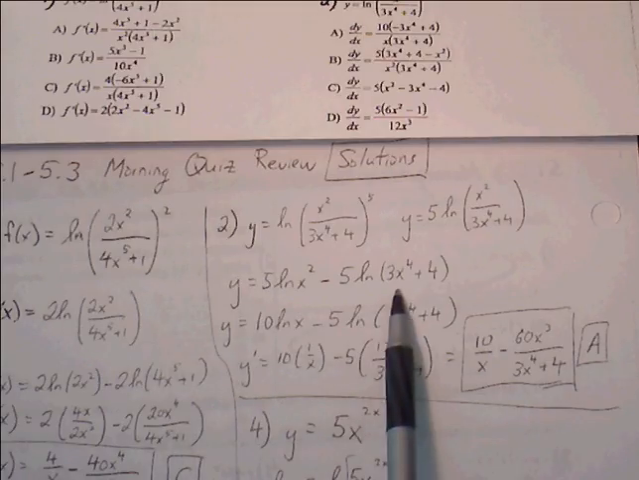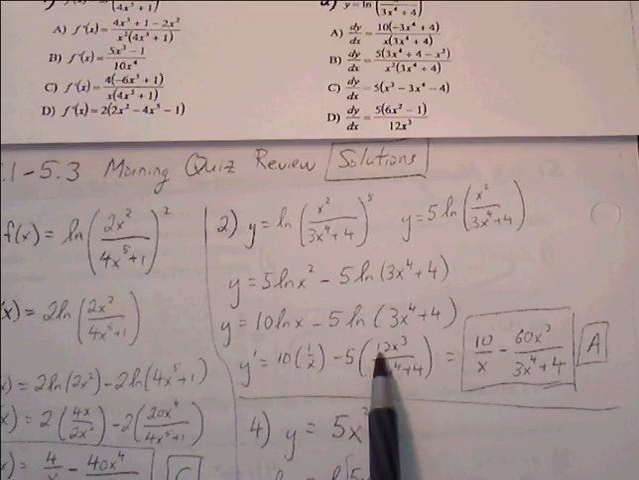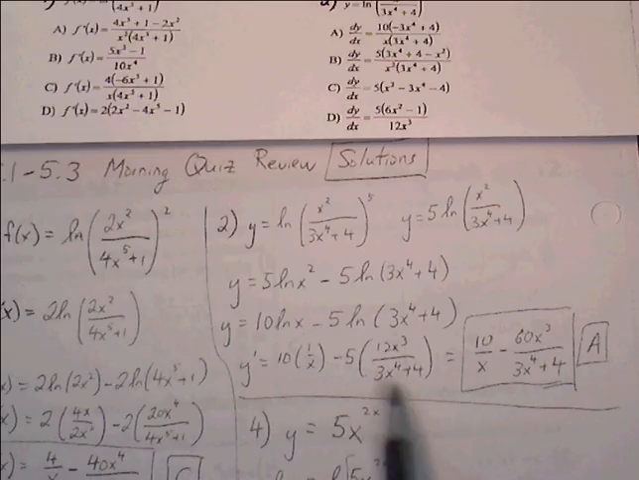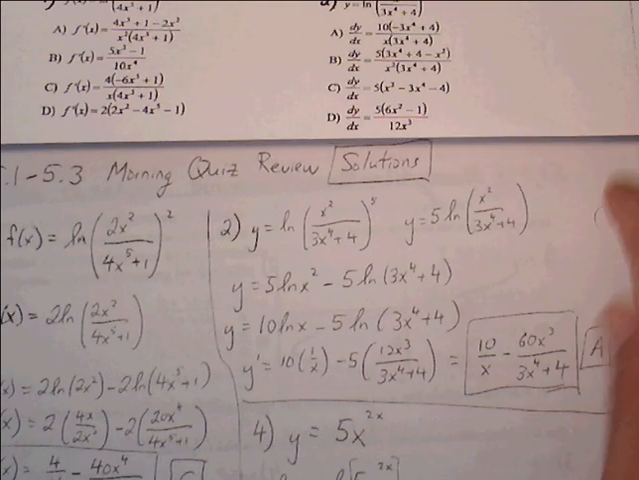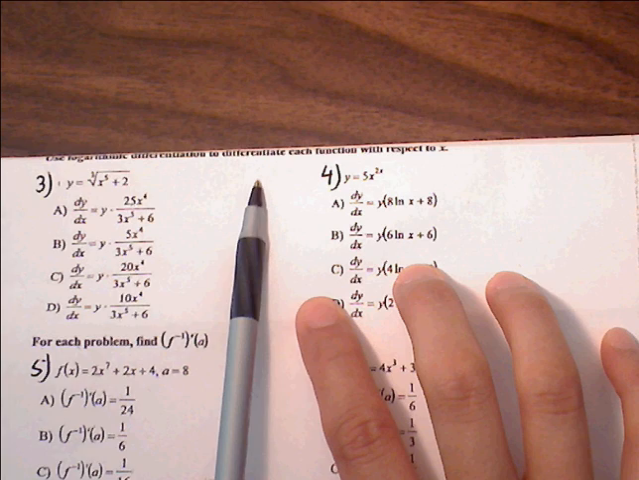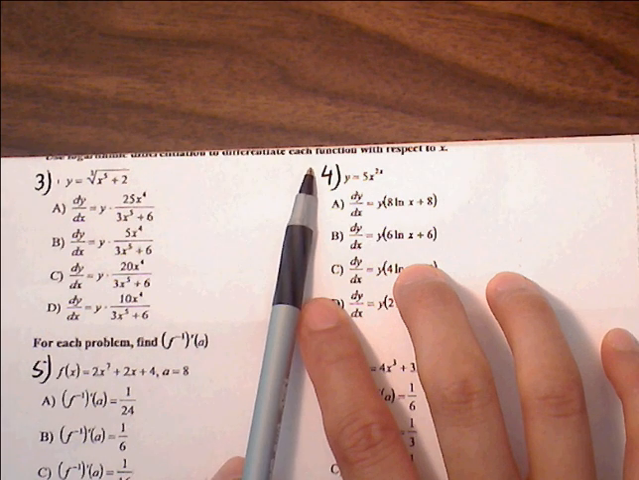All right. ln of u here is u prime over u. So u prime over u is 12x cubed. That's the derivative for 3x to the 4th, all over our u value. And then we simplify and we match our solution. Okay, the direction for number 3 is use log differentiation to differentiate each function with respect to x.